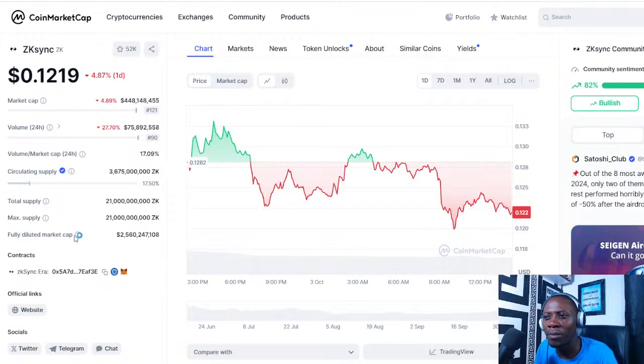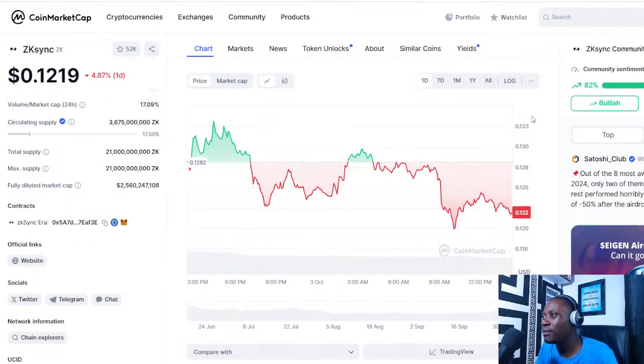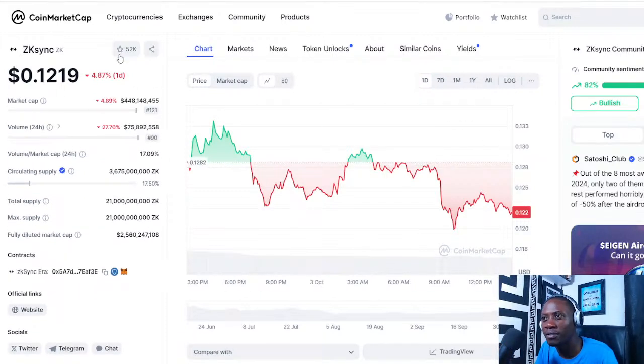Come back with me. So this is ZK. Currently, I think they've got 52,000 people watchlisting this token. The maximum supply is 21 billion. Maybe that's one of the reasons why I get interested, because it's more like following the sequence of Bitcoin. Bitcoin is 21 million pieces. So you've got to see ZK like this, right?